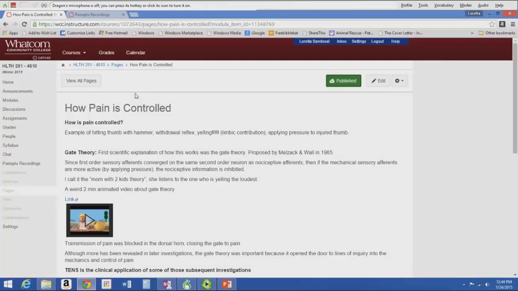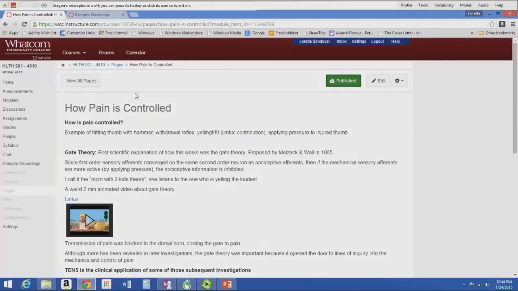So we're going to use an example of hitting your thumb with a hammer. Yikes! You have the withdrawal reflex where you pull your thumb back. You yell. That's your limbic contribution, your emotional contribution. You might even use a few key phrases. You're going to apply pressure to that injured thumb. That's your natural reaction to do this.